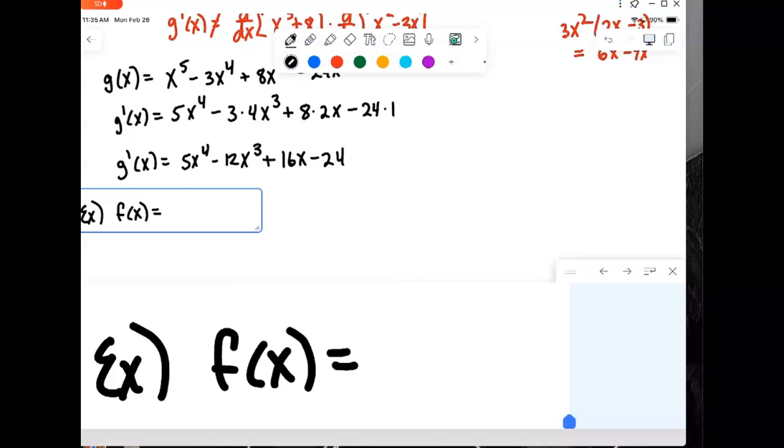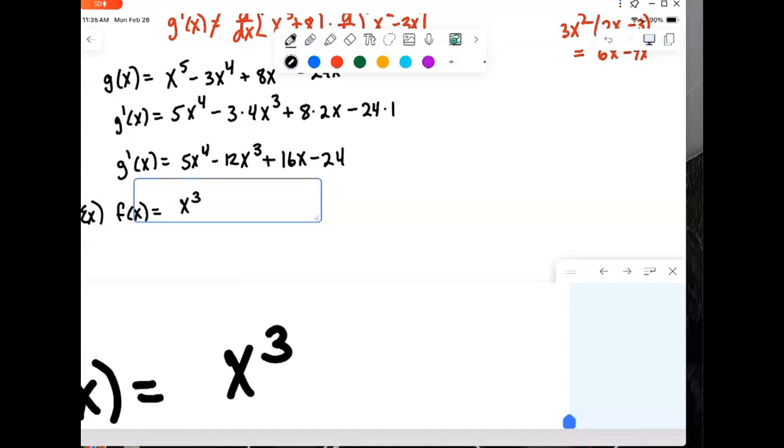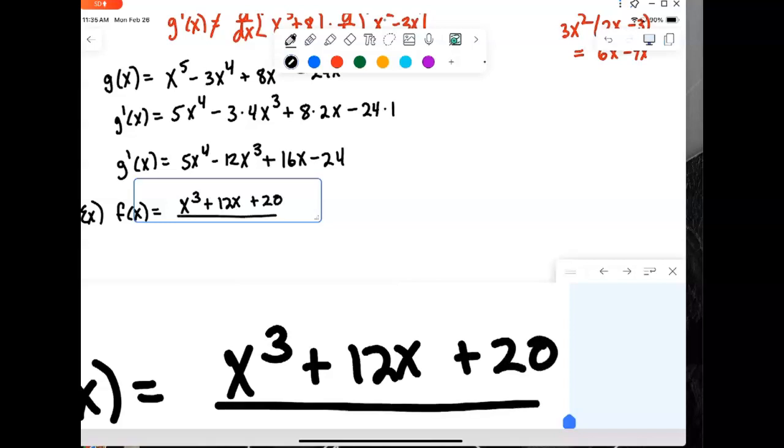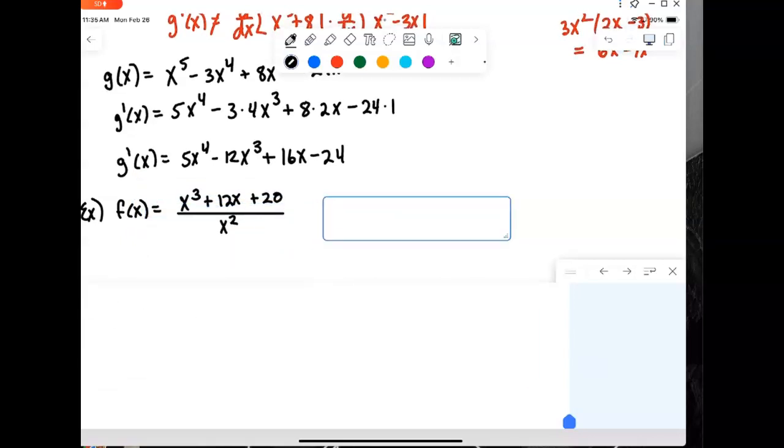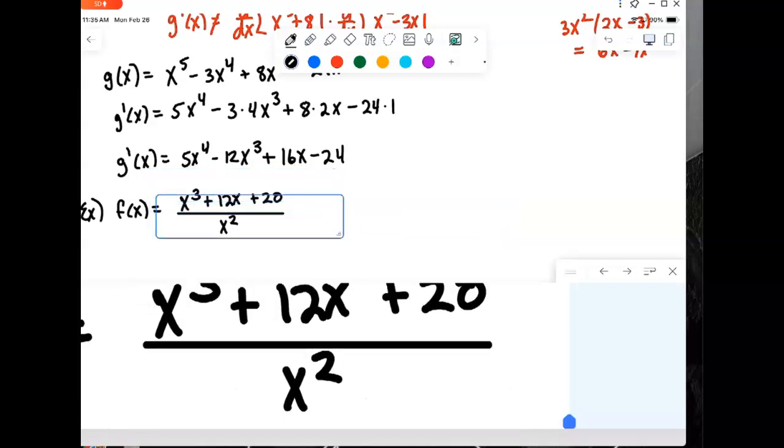So we're going to need to look at this process here now with derivatives with division. So consider the problem here, x cubed plus 12x plus 20, all this divided by x squared. Now again, I can tell you one of the more common mistakes people make is trying to distribute derivatives across the division problem, but that's actually going to give you a wrong answer.